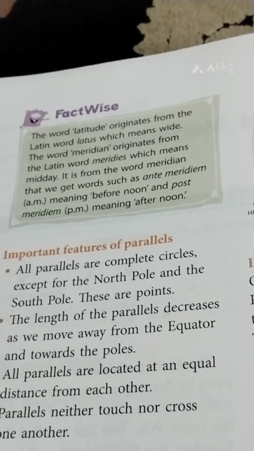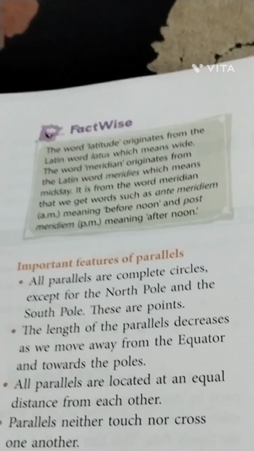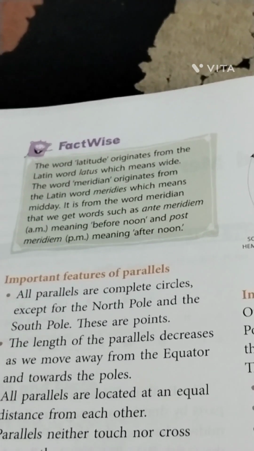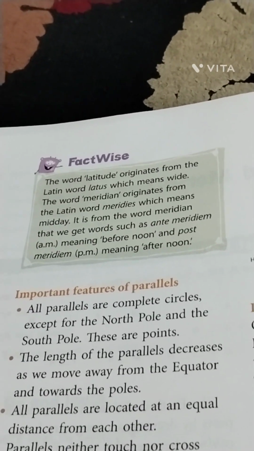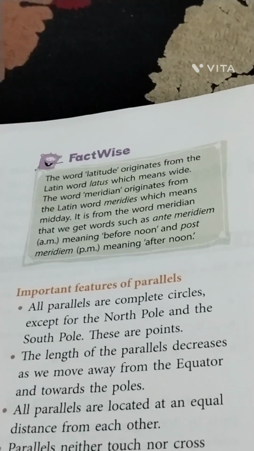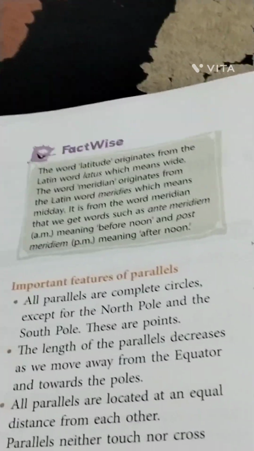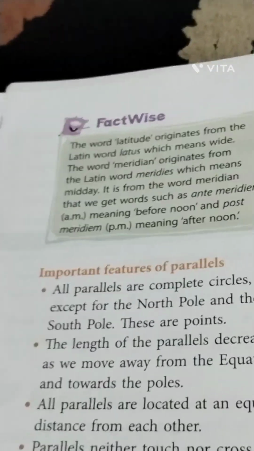Fact-wise, the word latitude originates from the Latin word latus, which means wide. The word meridian originates from the Latin word meridies, which means midday. It is from the word meridian that we get words such as ante-meridiem, AM, meaning before noon, and post-meridiem, PM, meaning afternoon.